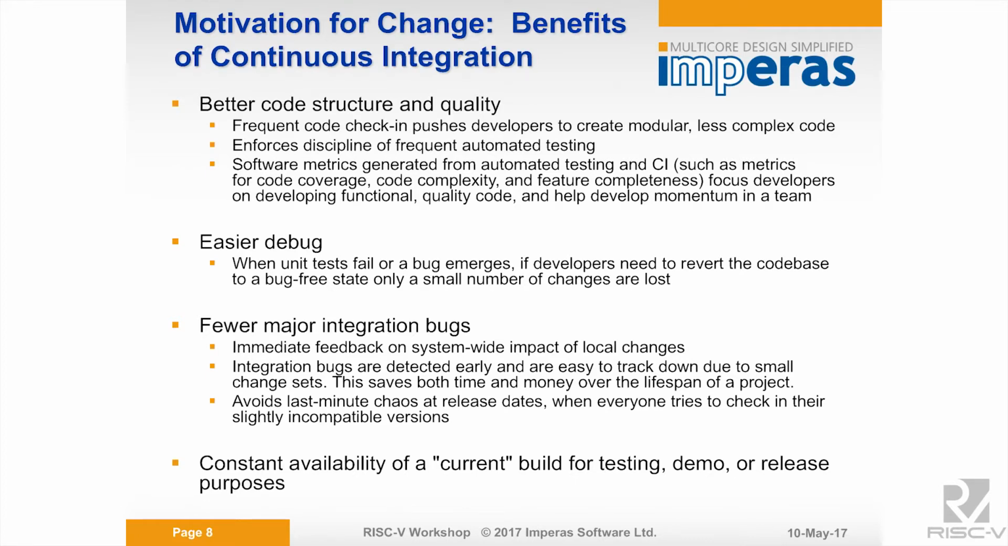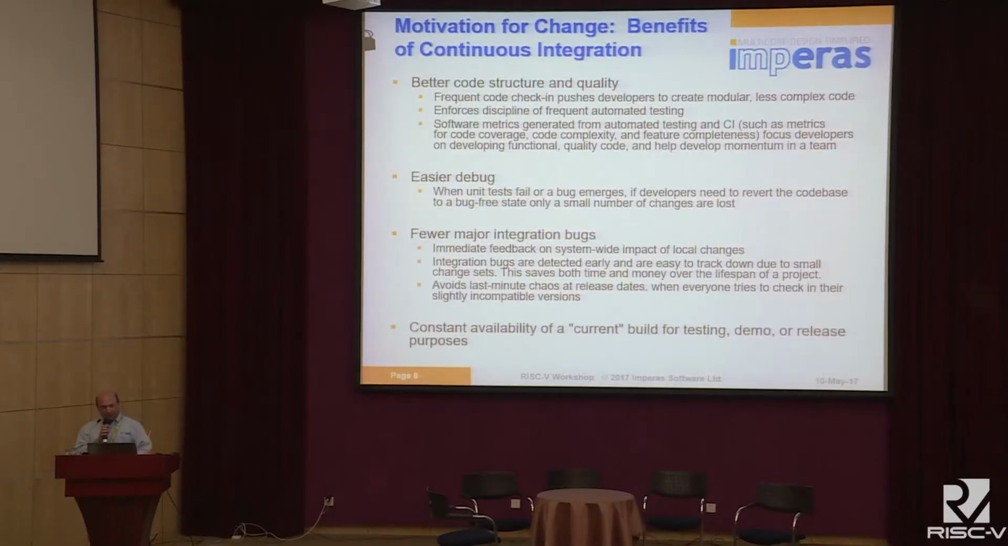There's easier debug when unit tests fail or a bug emerges. If you need to revert the code base back, you've been doing regular check-ins, so it's a lot easier to go back. There are fewer major integration bugs because you're getting immediate feedback on the system-wide impact of local changes. The integration bugs are detected earlier, and if you've gone through a release process where there are lots of last-minute check-ins, then this helps avoid that. And then the last thing is that there's always a current build available for testing, for demo, or even for release to a customer. You need to get a release off the head to fix a bug for a specific customer.